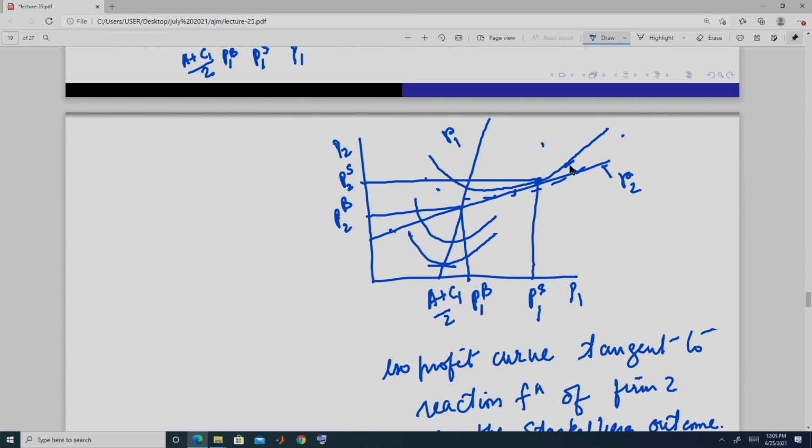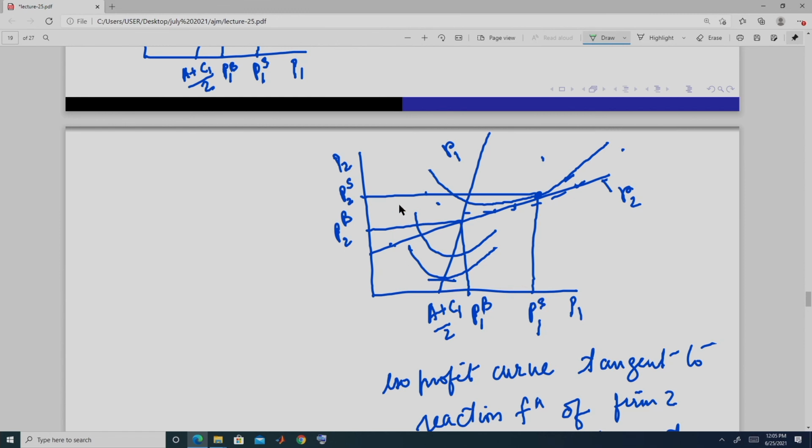Similarly, the isoprofit curves of firm 2 are going to be something like this. Yeah, it will be like this, it will be like this, and it will be something like this. Then this is the Stackelberg outcome. So this green one gives me the Stackelberg outcome when firm 2 moves first and firm 1 moves second. Okay.